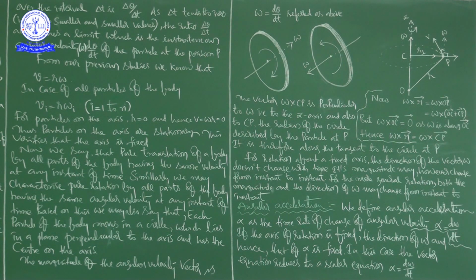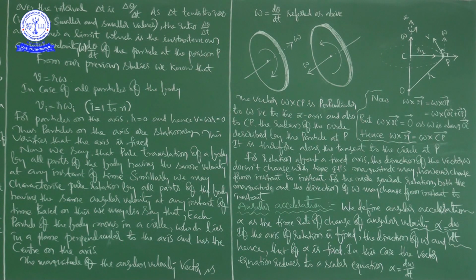Okay. So, what can we say? Particles on the axis are stationary, because when the particles are on the axis, r is equal to 0, v is equal to 0. Then you can say that the particles on the axis are stationary, right? So, this verifies that the axis is fixed. The rotational axis, or the axis of rotation, is fixed.